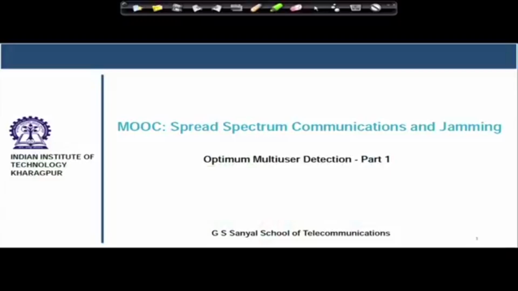Hello students, we were discussing the CDMA environment and the multi-user scenario in a CDMA environment when the practical system is deployed. Today, we will try to understand how, in a multi-user scenario, optimum detection is possible in the receiver. This discussion is divided into two parts.